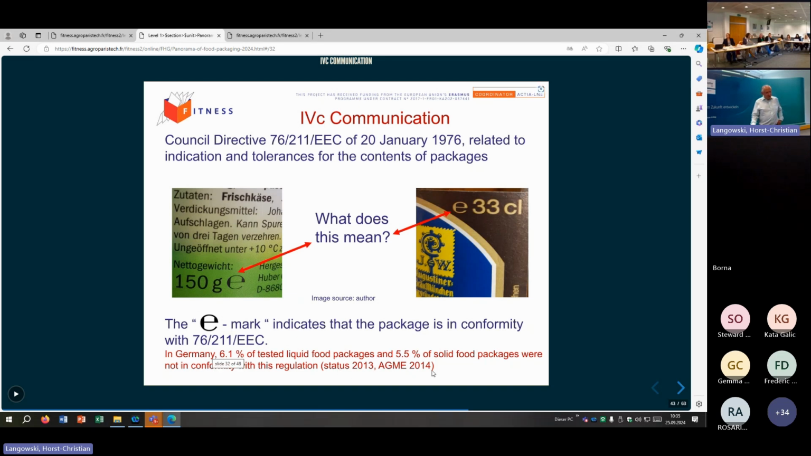Interesting thing, this is the newest figure I found because it's more difficult in the meantime to find these figures. A certain amount of packages is not really in conformity with this regulation. So the consumer is being sold less than he expects. So this is a matter of legal prosecution afterwards, but there's still a lot of suppliers who don't really care.